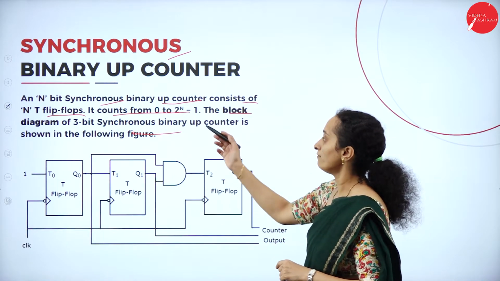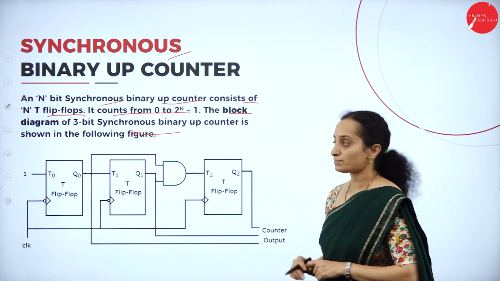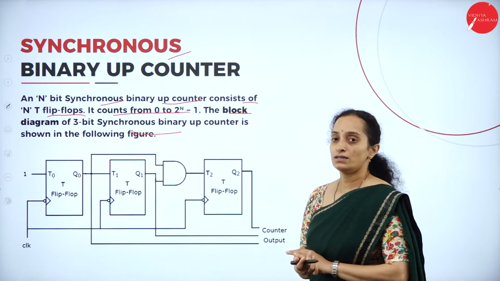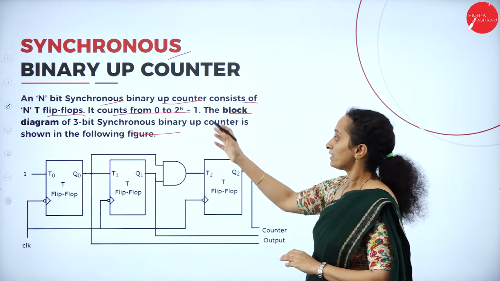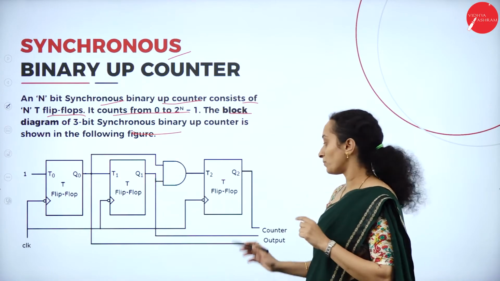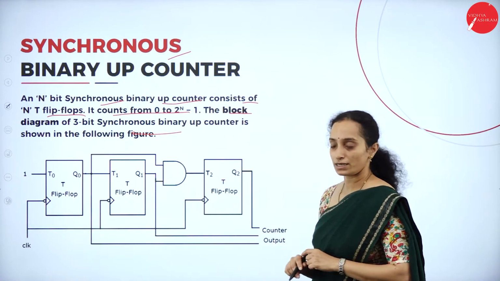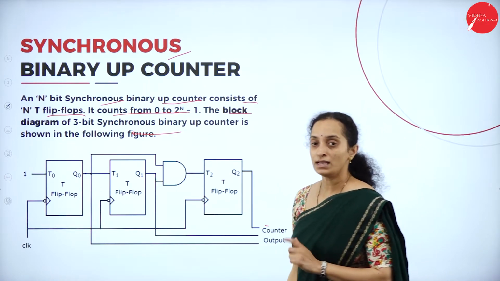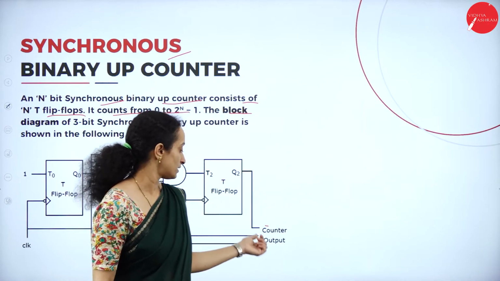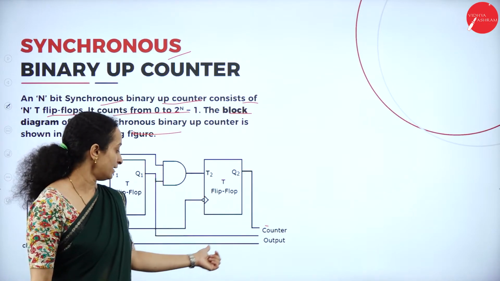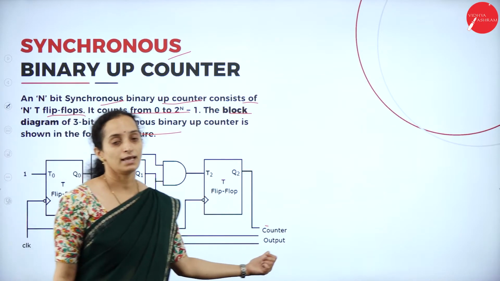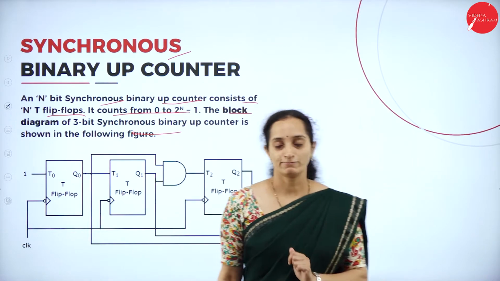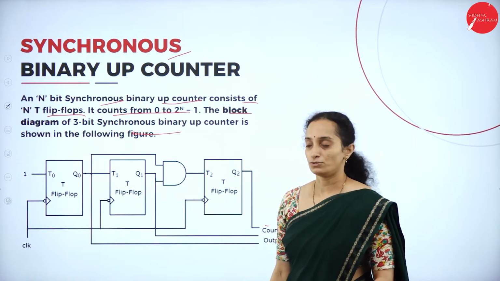You can have 2 to the power of n minus 1 number of flip-flops. If you have n T flip-flops, it counts from 0 to 2 to the power of n minus 1 connections. So this is the synchronous binary up counter, where outputs are taken from each of the flip-flops in the counter.